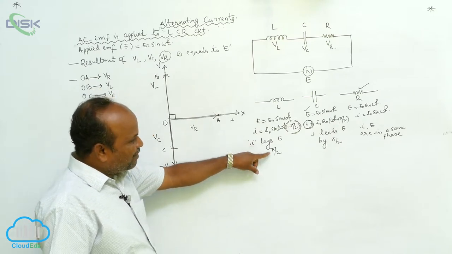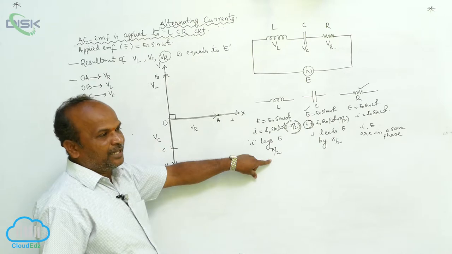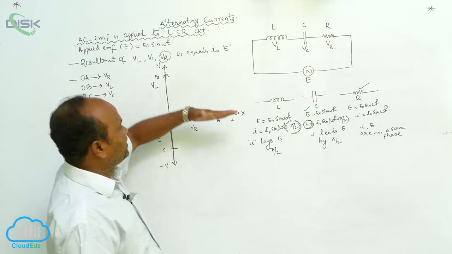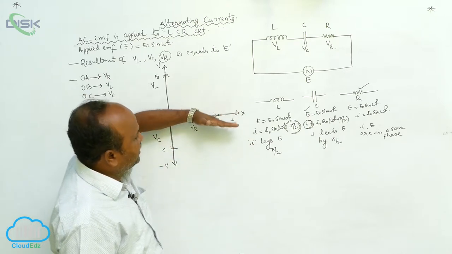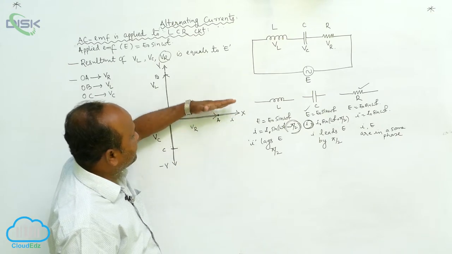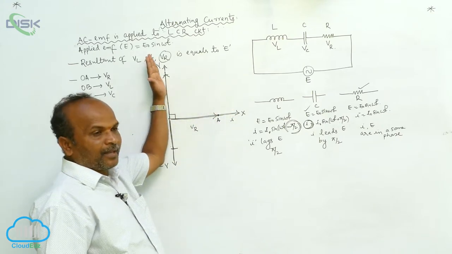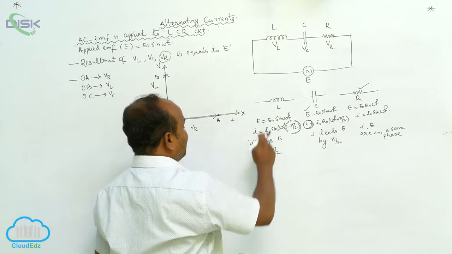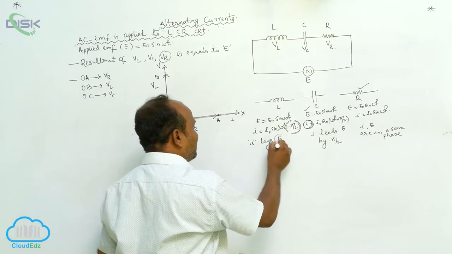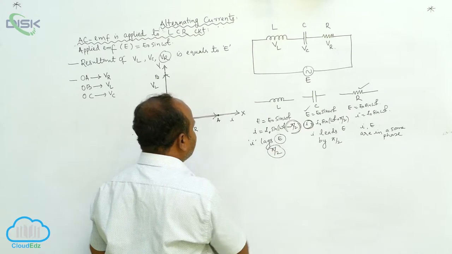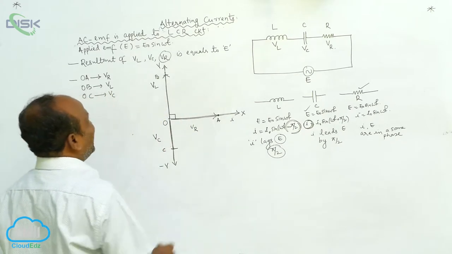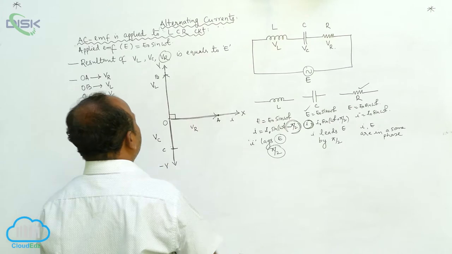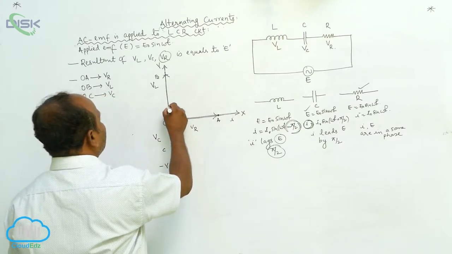current is lagging by 90 degrees with respect to the voltage. This is the standard direction. If you go like this, it is plus 90. If you go like this, it is minus 90. Thereby, sorry, the current is lagging behind the voltage by 90 degrees. That's why the voltage across the inductor is taken like this.